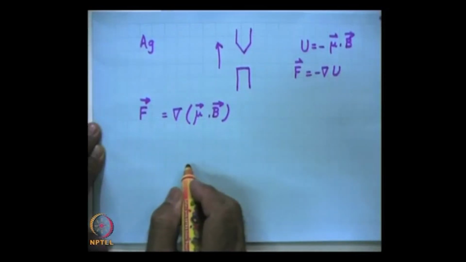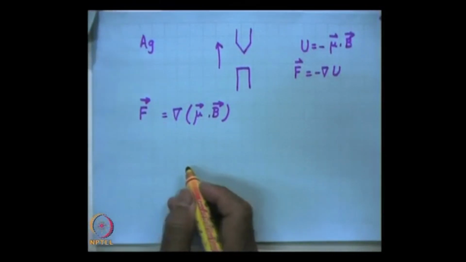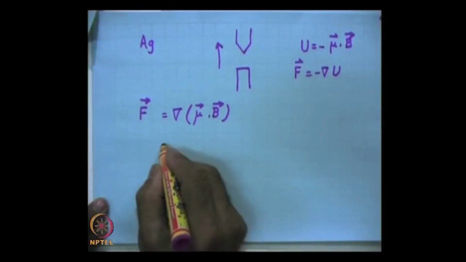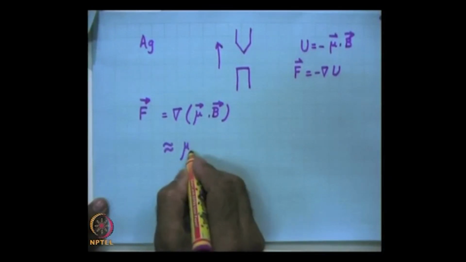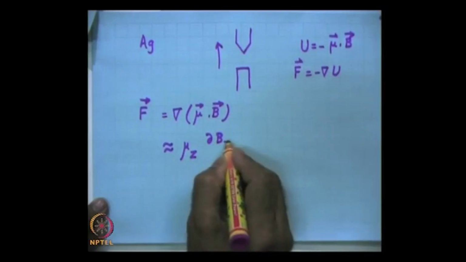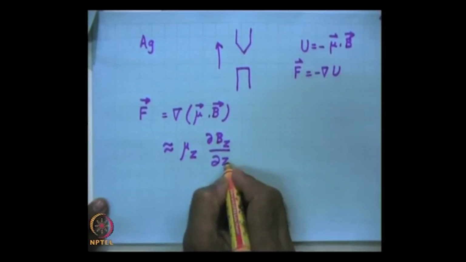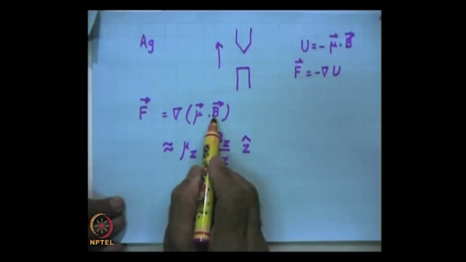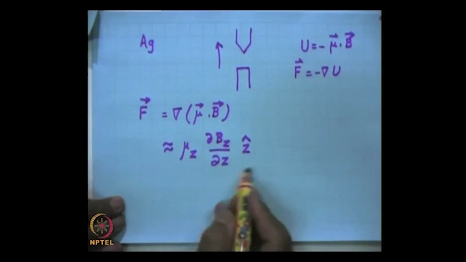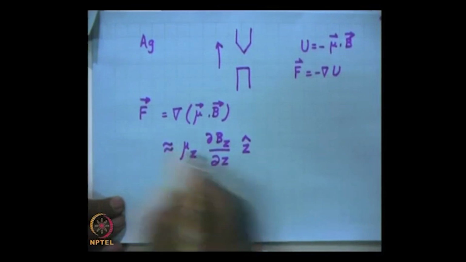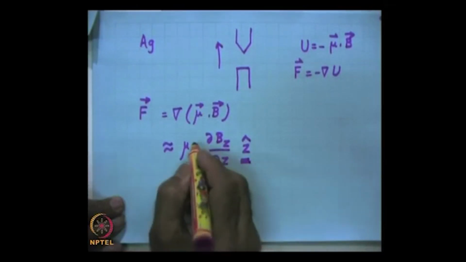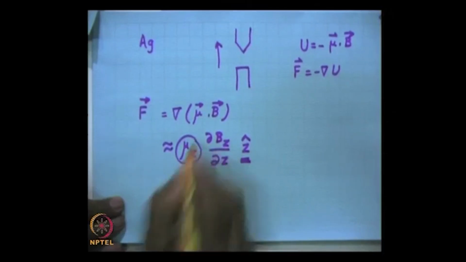So, this is equal to gradient of mu dot B, and if the magnetic field is predominantly in the z direction, then this is equal to mu z, delta B z by delta z, into z cap. So, predominantly if I apply an inhomogeneous magnetic field in the z direction, the force is predominantly in the z direction and the magnitude of the force is proportional to mu z.